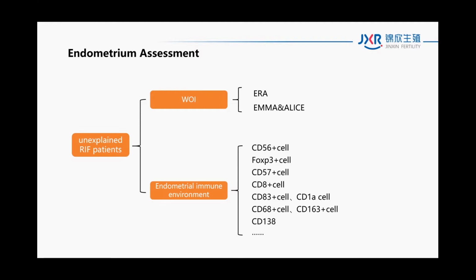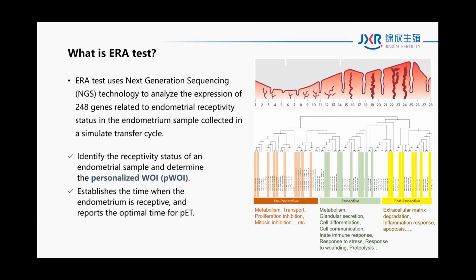For the endometrial immune environment, we evaluate 80 types of endometrial immune cells, including NK cells, Treg cells, NKT cells, macrophages, dendritic cells, plasmacytes, and so on. We test the quantitative count of endometrial immune cells. ERA is one of our most commonly used tests for endometrial receptivity assessment. The principle and clinical effectiveness of the ERA test have been introduced by previous speakers. So here I want to show some data from our center in China.